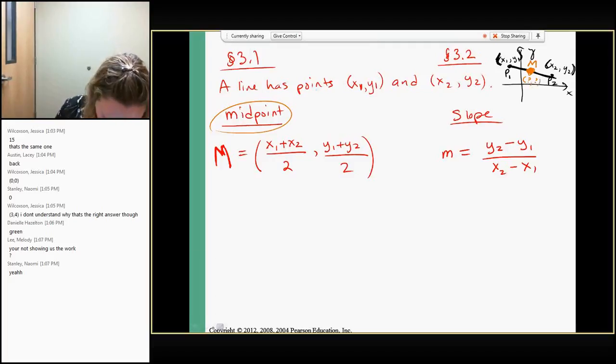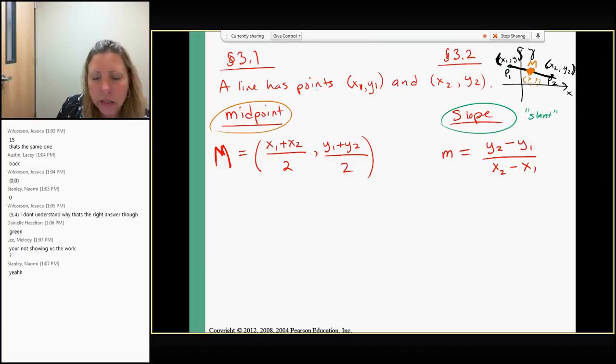Now for slope, slope is dealing with the slant of the line. So if you're looking at this line from left to right and it's going down, your slant should be negative. Your answer would be a negative fraction. If it's going up and to the right, your answer is going to be positive, and there's other things to that.